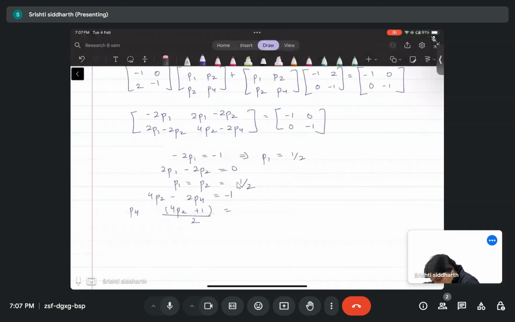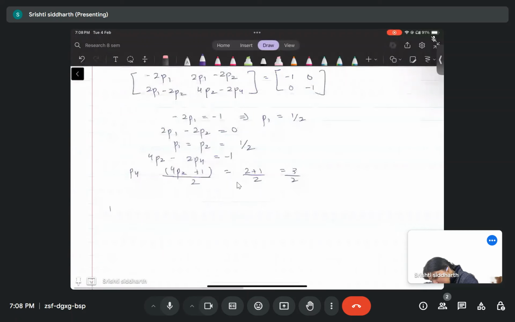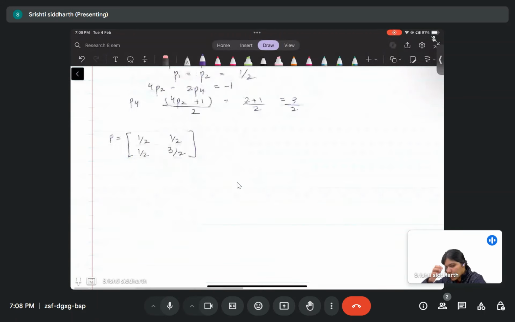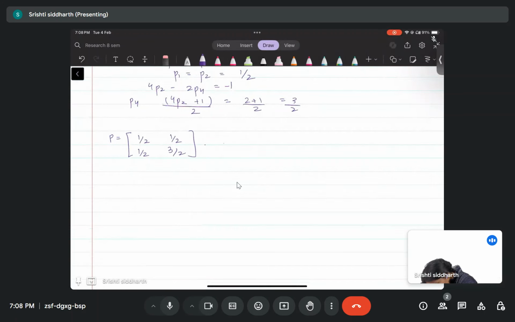Get 3 by 2. Alright, so the P matrix is P1, P2, and P4. So now we have to find out if this is positive definite or not. So we'll just compute the eigenvalues. So P minus lambda I equals 0. This implies I have half minus lambda, 3 by 2 minus lambda, half and half. It should be 0.